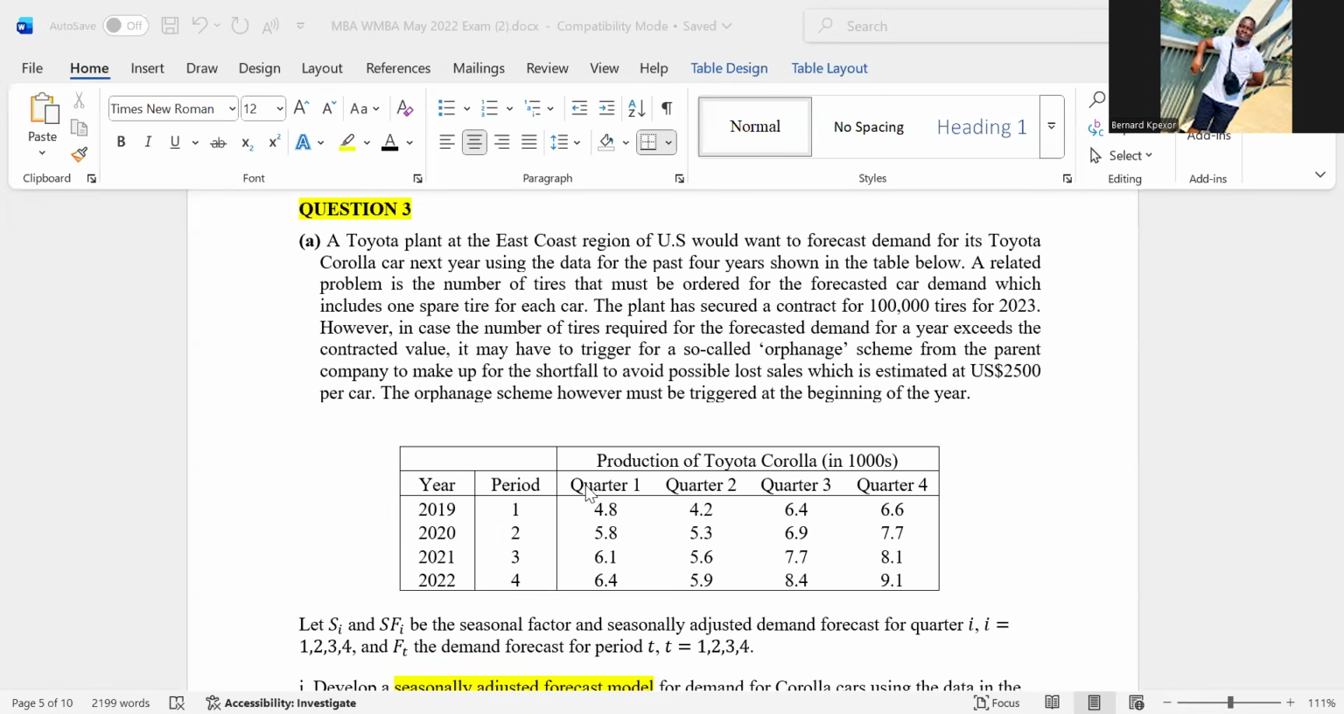I did my calculation. For some reason, I can't see it. Okay, Bernard, tell us what you have.